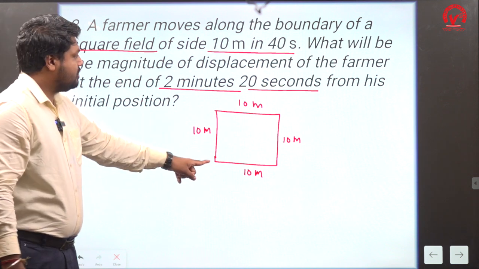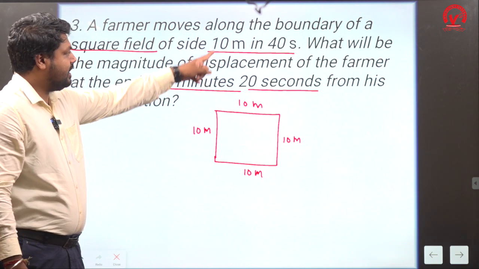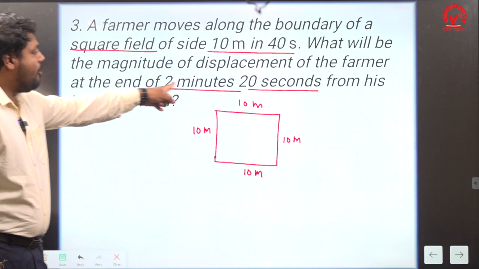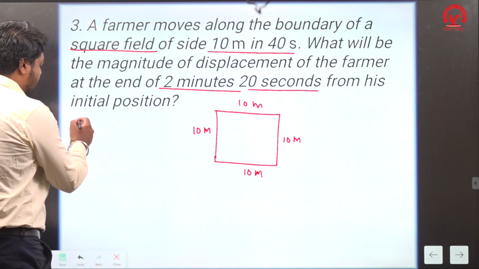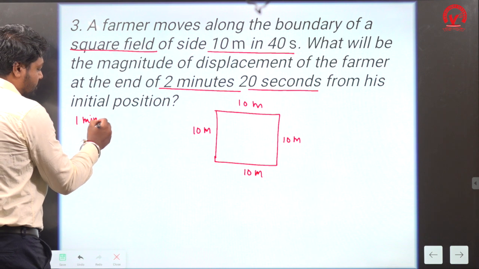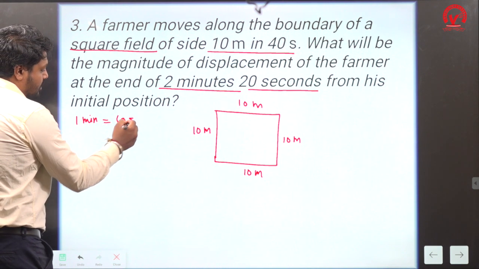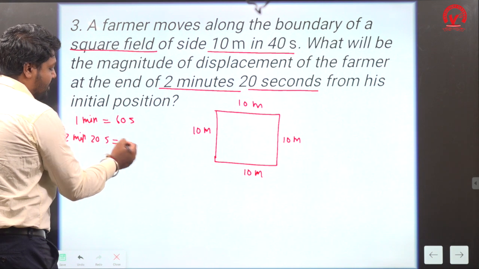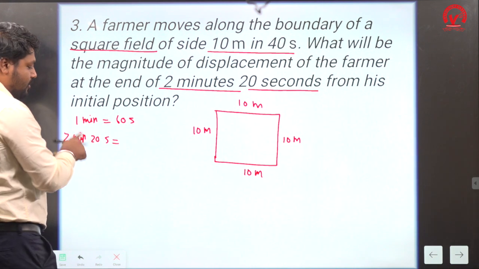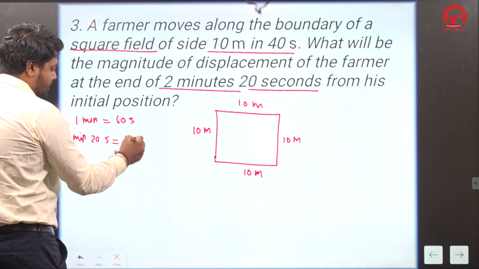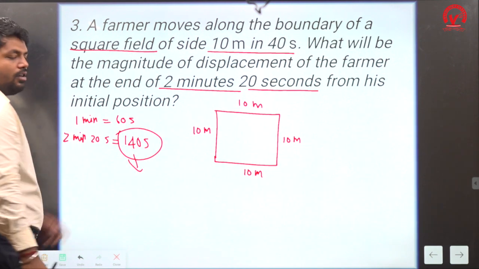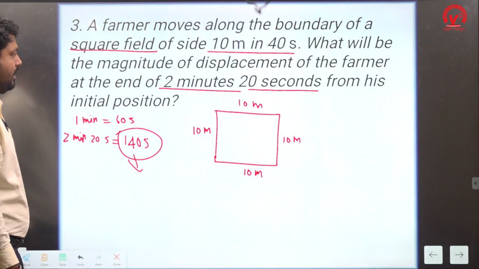So to travel 10 meter, it takes how many seconds? 40 seconds. Okay. So how many seconds are in 2 minutes and 20 seconds? 1 minute is equal to 60 seconds. So 2 minutes is 120 seconds, 120 plus 20, 140 seconds. So total time travelled is 140 seconds.